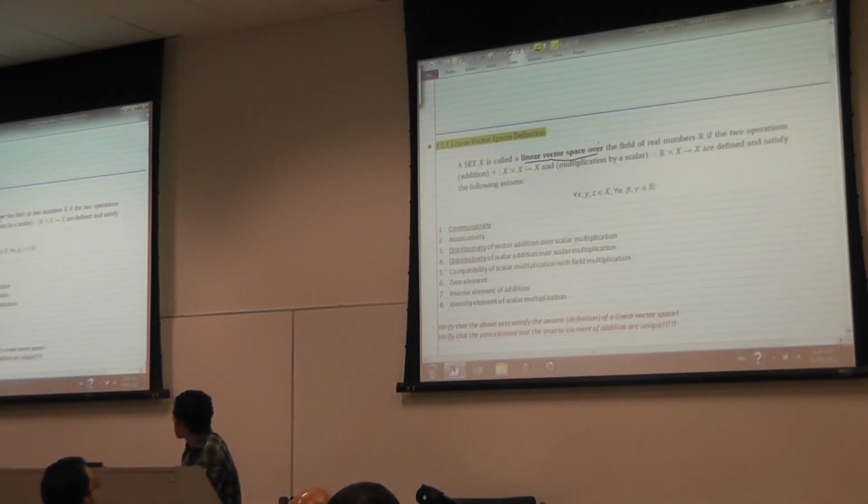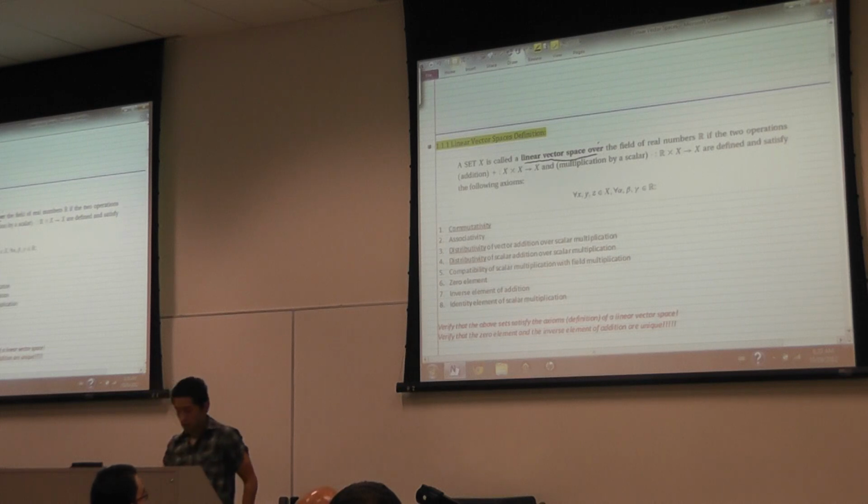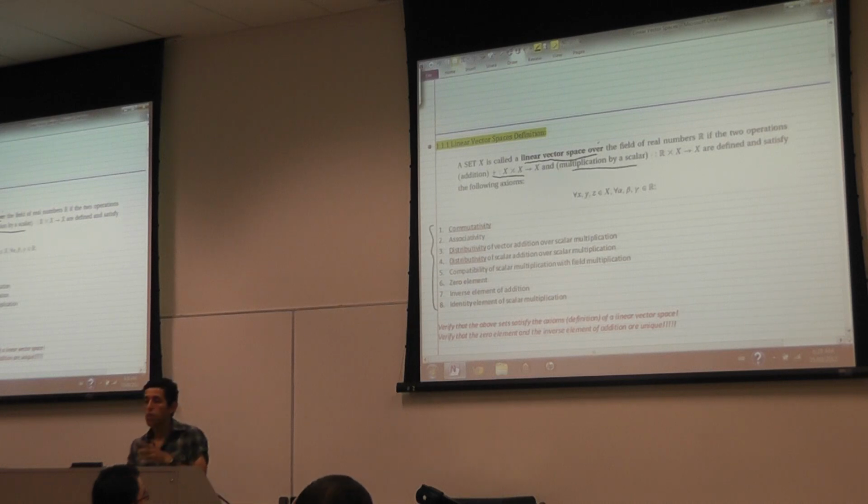Vector spaces. They're all called linear vector spaces because of the following. A set X is called a linear vector space over the field of real numbers R if the two operations, addition and multiplication by a scalar, are defined and satisfy the following axioms. These are the axioms that I need so that all the above lie within this definition.